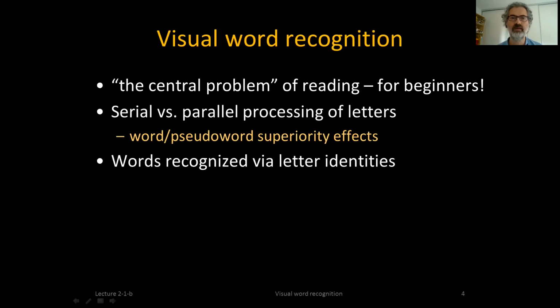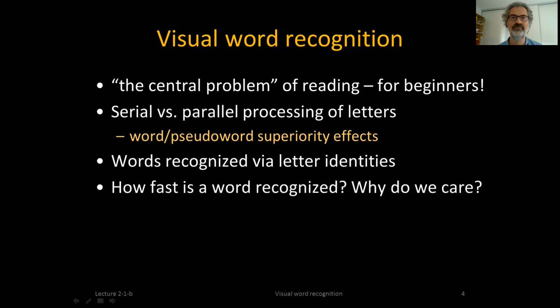It has also become very clear through work on visual word recognition that words are not recognized by their shape or in any holistic sense. Instead, they're recognized by recognizing the individual letters that make them up. It is possible to affect visual word recognition by using very unusual fonts, but that is not because the shape of the words changes, it's because the letters become less recognizable because they're less familiar.